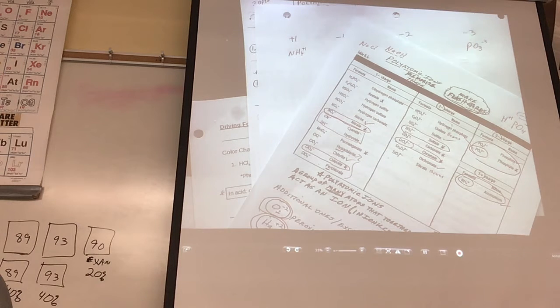Nitrogen monoxide. No, these are not compounds. Nitrite. Phosphite. Sulfate. Dihydrogen.